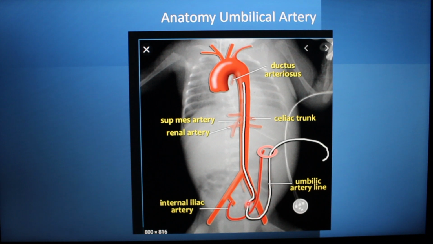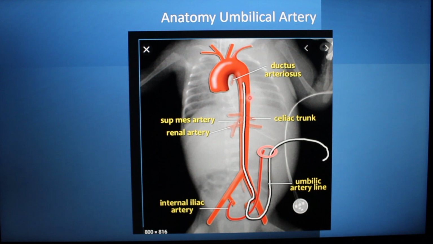down here into the internal iliac artery, feeds into the left internal, it feeds into the left iliac artery, goes into the descending aorta, and we want it to sit way up here. And if we were to count our thoracic ribs, or vertebral bodies, we would get down to about T6. That's where we want it. We want it between T6 and T9.